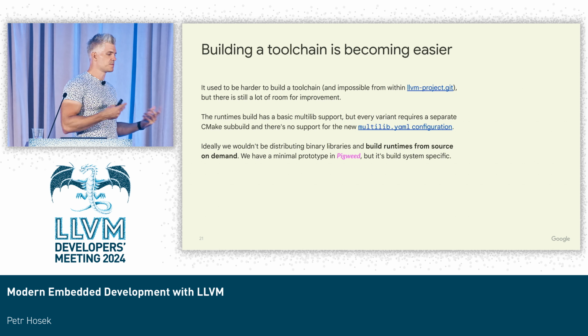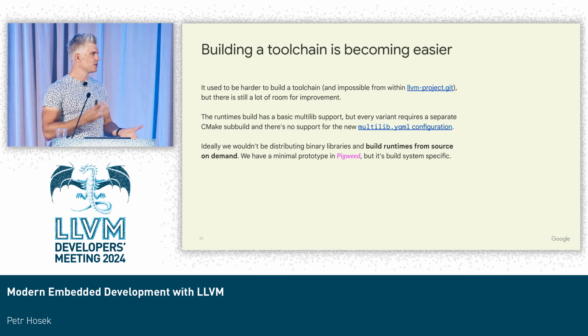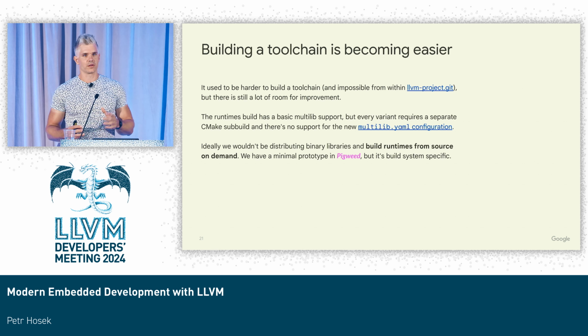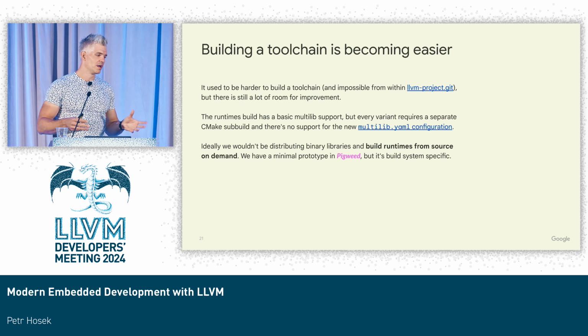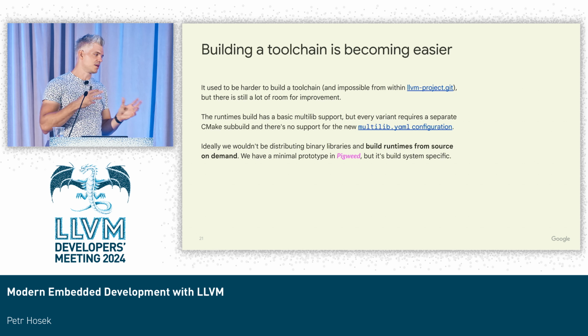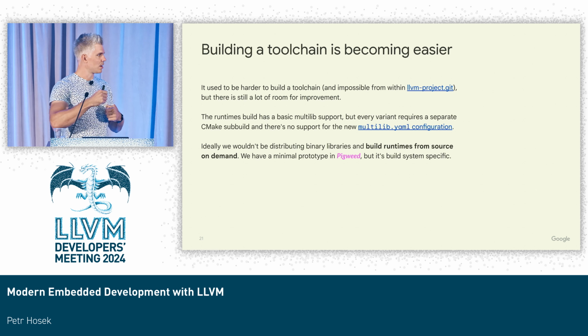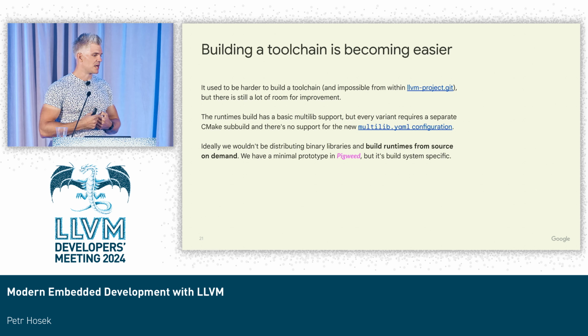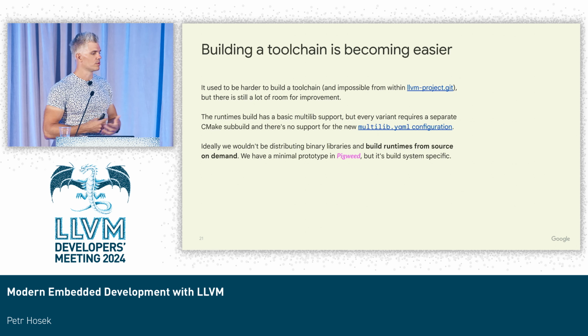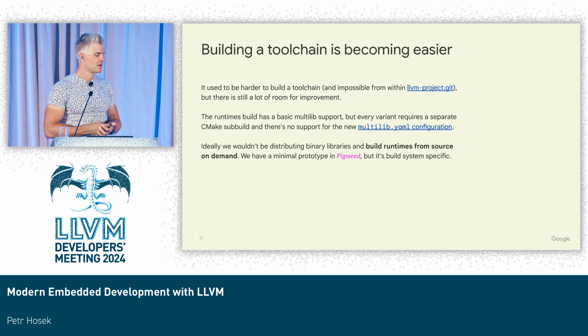Runtimes build already has basic multilib support. Multilib is really important on bare metal because of the great variability of hardware. But the existing multilib support is fairly limited. It is really inefficient. It requires a lot of CMake invocations that really extend build times. There is also no support for the new YAML-based configuration format.